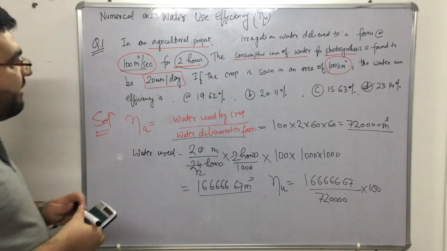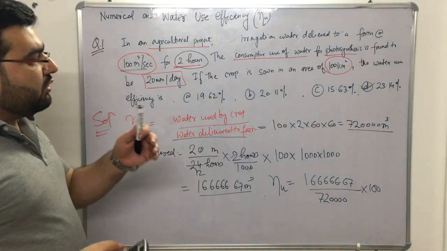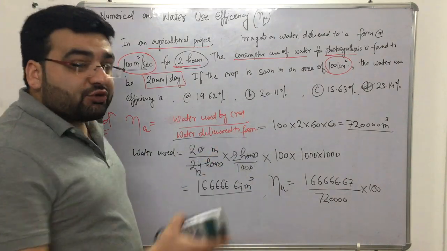So I hope that you have understood how to calculate the water use efficiency also. It was a simple numerical. So now let's move forward and discuss other types of efficiencies.